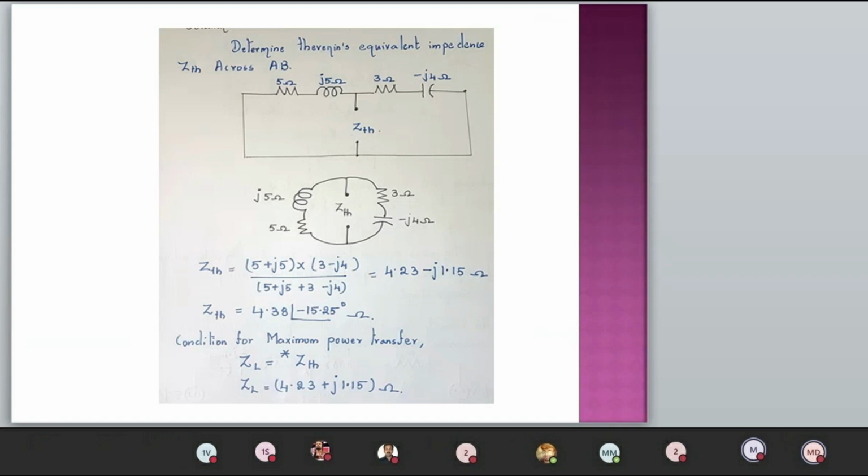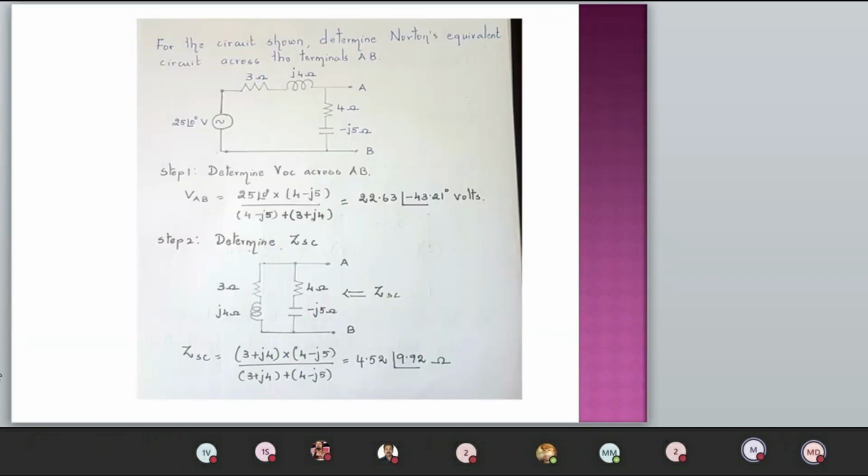Now I told you the condition for maximum power transfer is the load impedance is equal to complex conjugate of Thevenin impedance. So 4.23 plus J1.15. Okay, this is the solution. Now let us proceed to another problem.